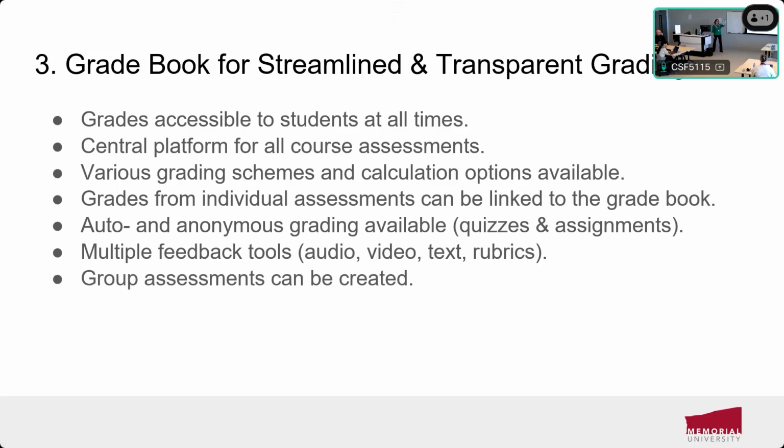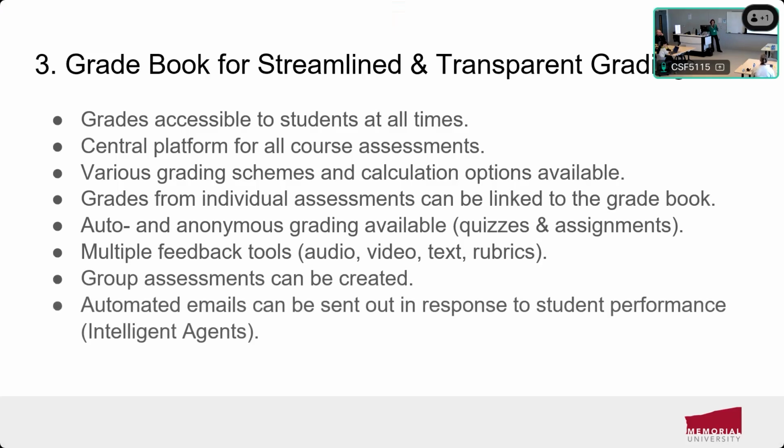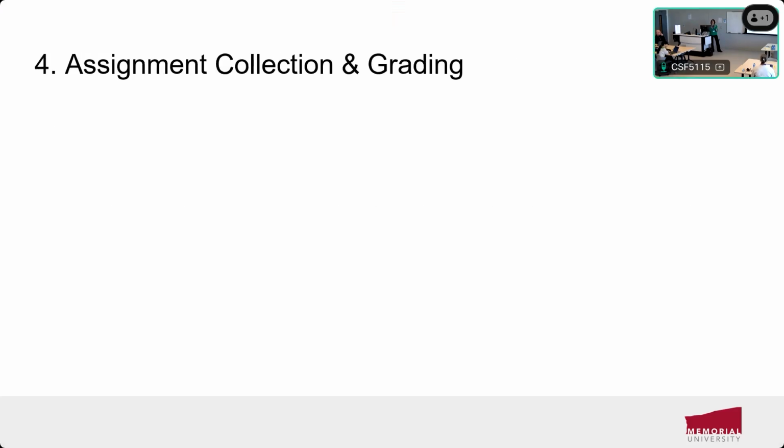And the group assessments. You can just create your group, and create an assessment for that group. If 5 people submit the same document, only one of them needs to upload it, and then you grade it. All feedback goes to all 5, and the grade goes to all 5. That's fabulous. And those automated emails, the intelligent agents that I was talking about, can be linked to a grade in the gradebook as well. So the gradebook is one of the things that can trigger an email sent to the students.